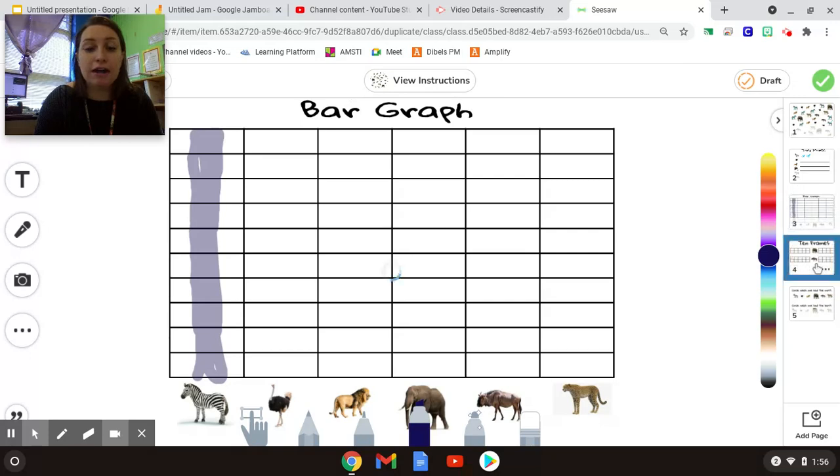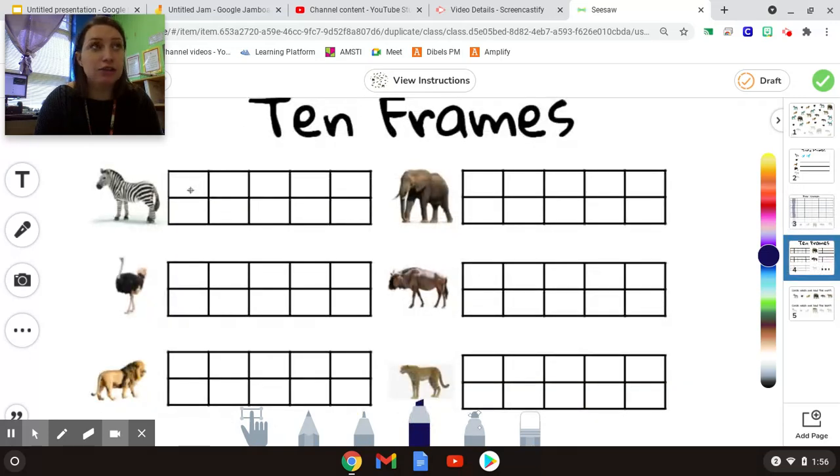Moving on, now I've got 10 frames. I need to show how many zebras I have in the 10 frame. I have 10 zebras, so that's going to fill up the whole 10 frame. So I would go 1, 2, 3, 4, 5, 6, 7, 8, 9, 10. That shows all the zebras that I have.